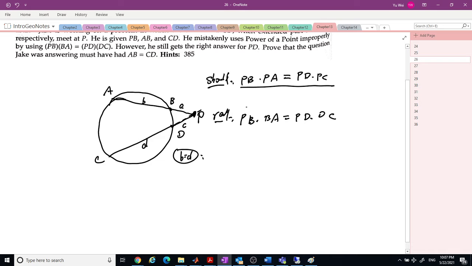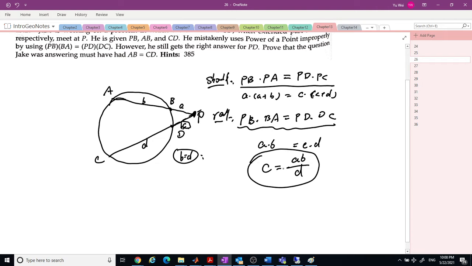So what we should have is a times (a plus b) is equal to c times (c plus d). And he said if we use this, we can also get the right answer of PD, right? So that means c times d is equal to a times b. So c is equal to ab over d, right?